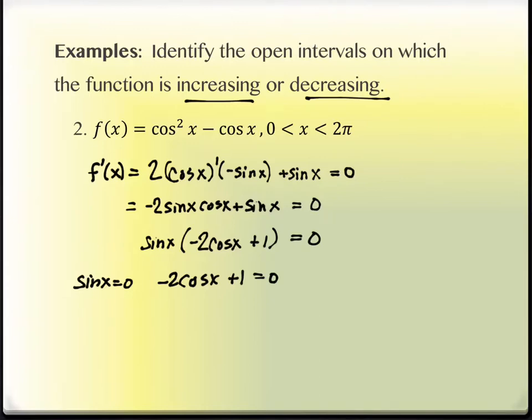Oh, and I didn't make mention of it, but let me highlight it now. We're actually looking on just one rotation of the unit circle, from 0 to 2 pi all the way around. So we want to make sure that we're only considering those values.